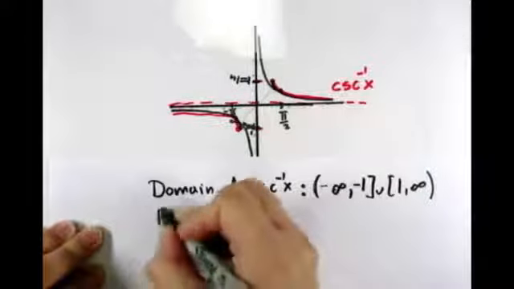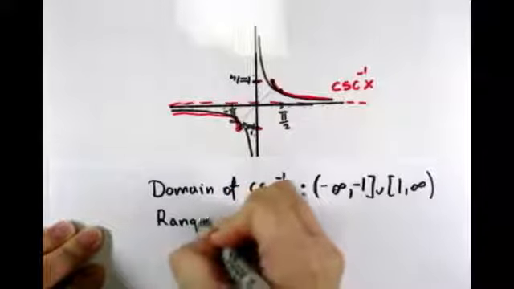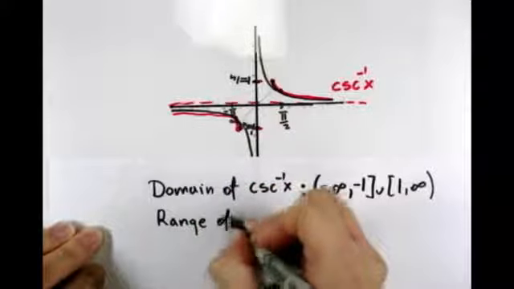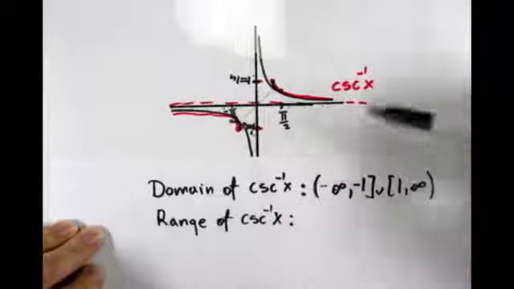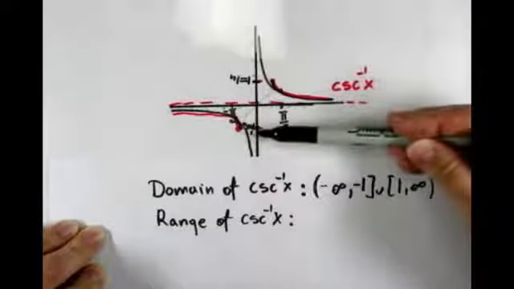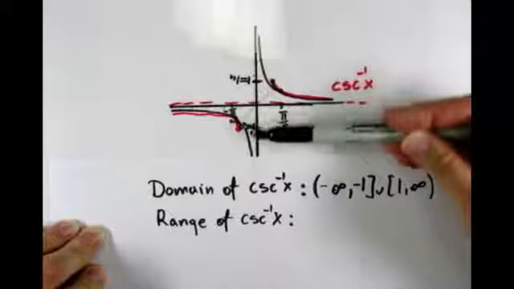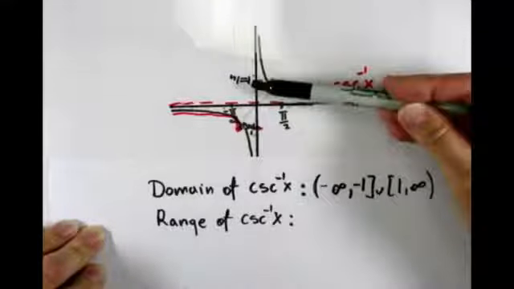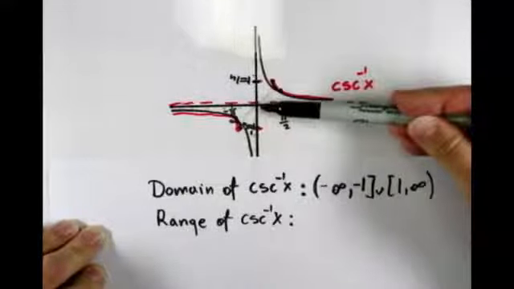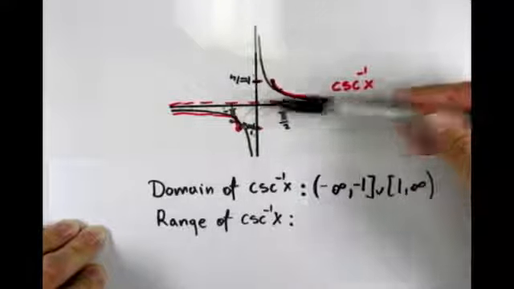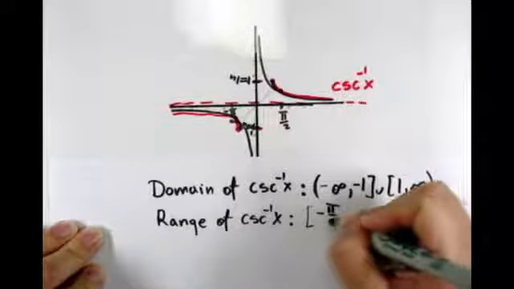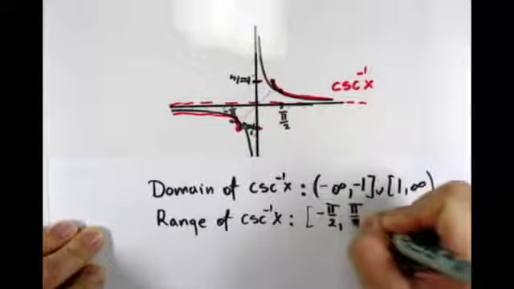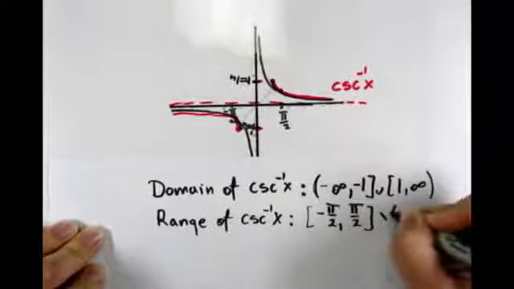And range of cosecant inverse, it goes from this point up to this point, from minus pi over 2 to pi over 2, without the 0. There is an asymptote there. So from minus pi over 2 to pi over 2, minus 0.